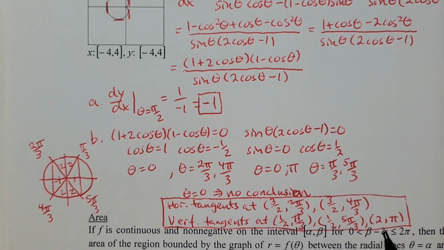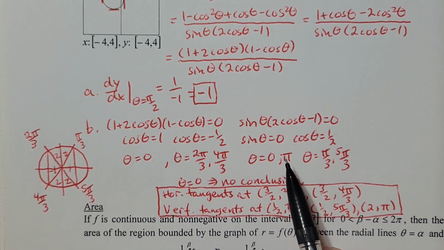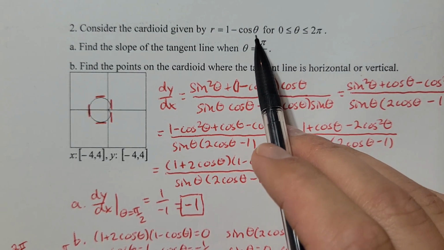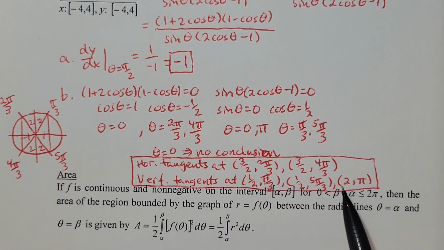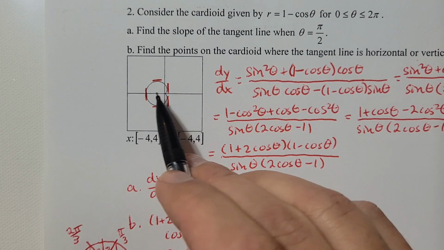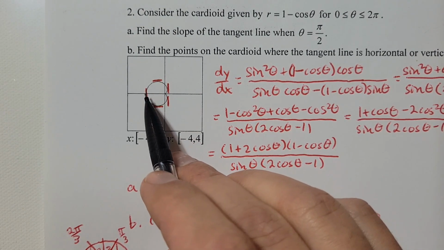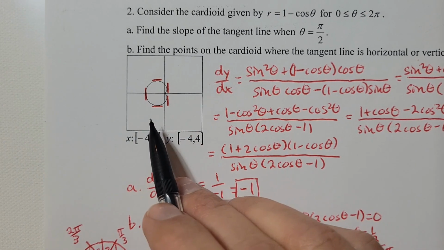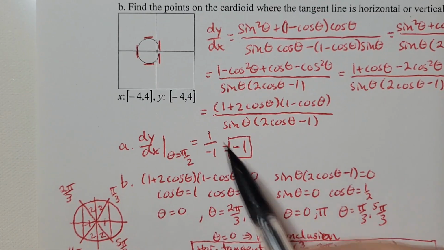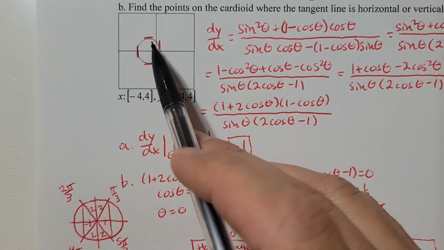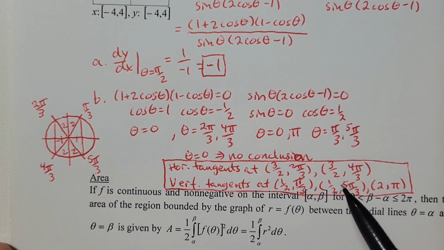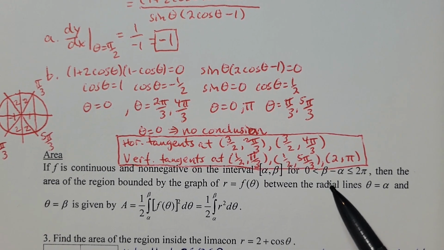Okay, and then also when theta is pi. So if theta is pi, cosine pi is -1. 1 minus -1 is 2. So on the pi axis, I go out 2 units and plot a point. That's where my other vertical tangent is going to be. That was good. Okay, so in all, I got 3 vertical tangents and 2 horizontal tangents. And these are the points where those would happen.